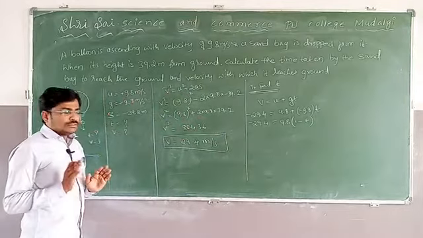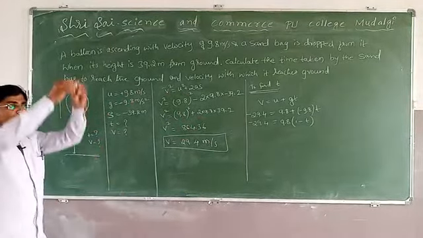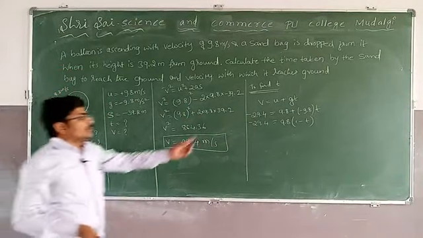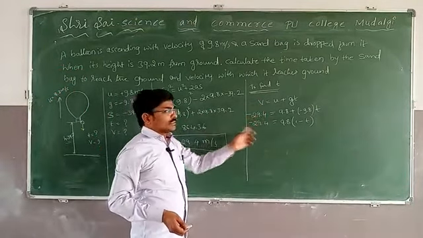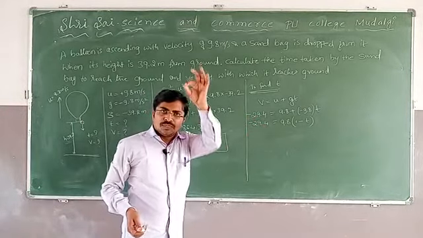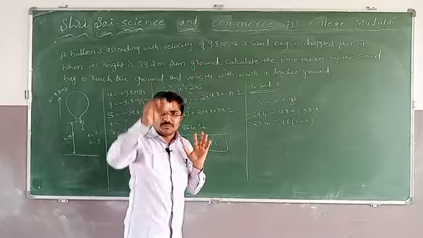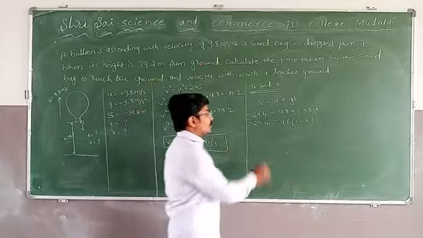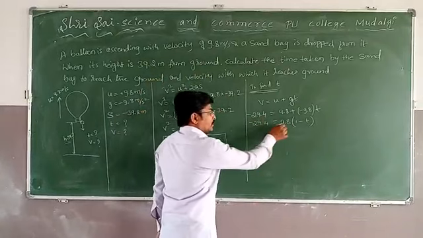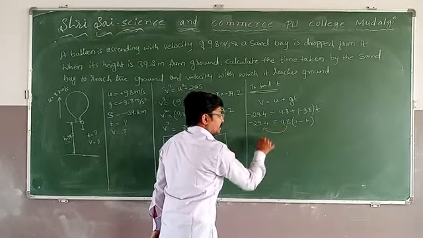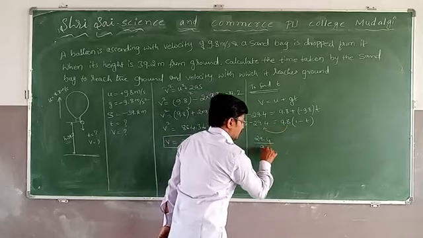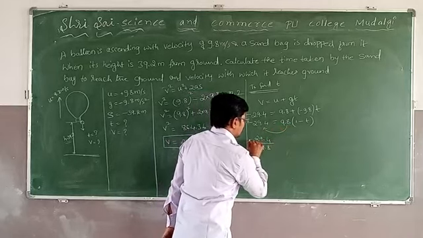When the object is moving downwards, velocity should be negative according to the sign convention. That's why I take v as a minus sign. That minus sign indicates the object is moving downward. Okay, I kept this 29.4 as minus. Now simplify it. Bring this 9.8 to this side: 29.4 divided by 9.8, minus sign.